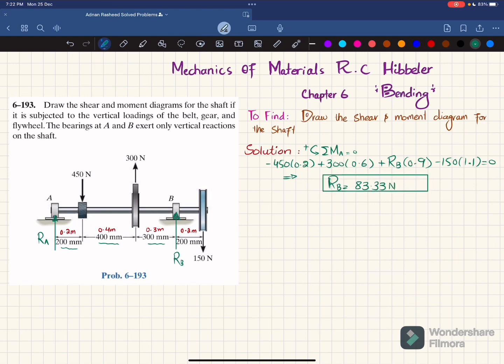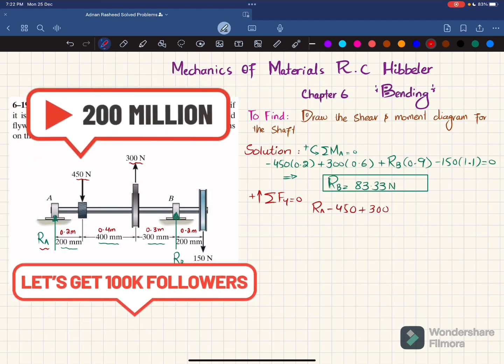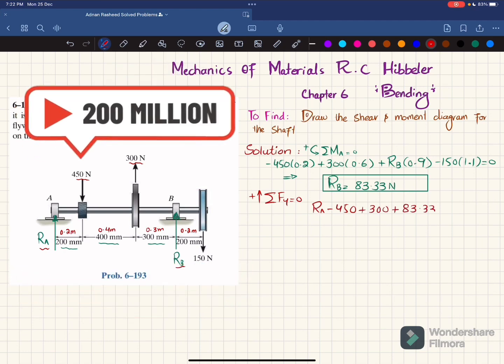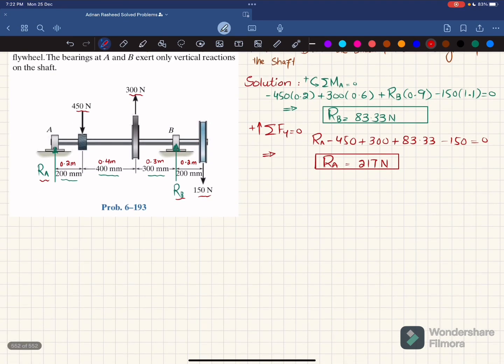Now we will find RA by using the equation of equilibrium that the sum of all forces along the y direction must be equal to 0, and upward force is taken as positive. So RA is upward, this 450 is downward, so minus 450, plus this force is upward, so it will be positive, plus RB, which is 83.33 Newton, and minus 150 is equal to 0. When you solve this, you will get RA equal to 217 Newton. Now you have RA and RB, so we will draw the shear force and bending moment diagram.